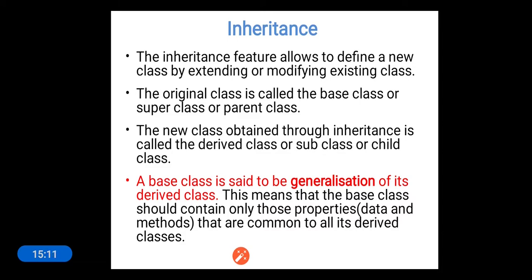The base class is said to be a generalization of its derived class. That means the base class should contain only those properties that are common to all its derived classes. That is, the parent class should have all the common properties that its children should have. It should not contain any other properties. So that base class is said to be a generalization of its derived class.